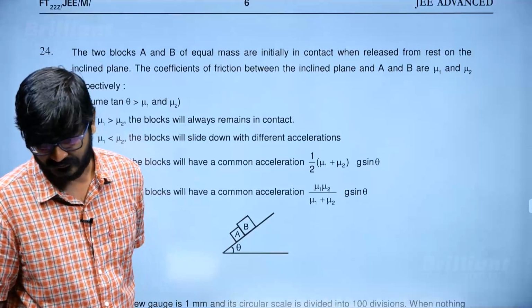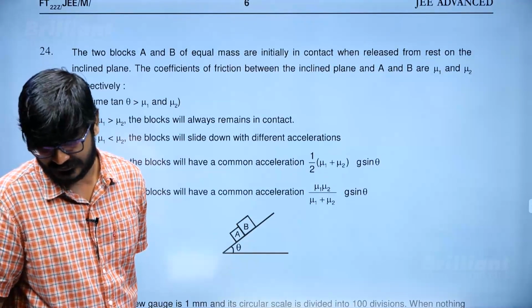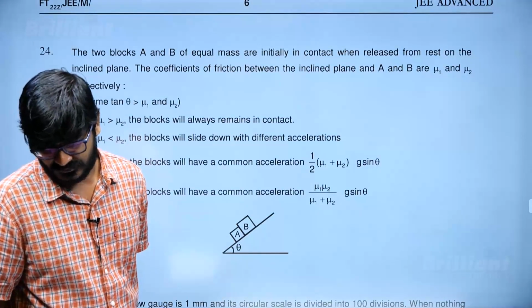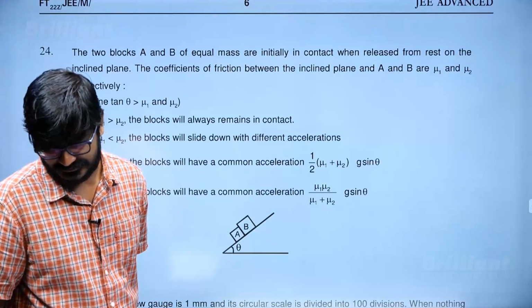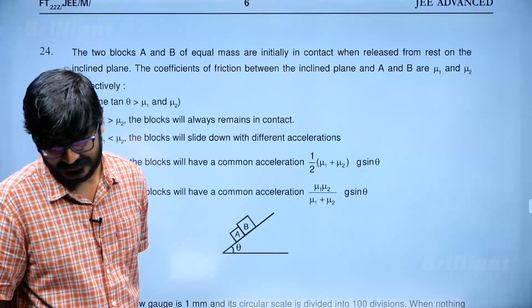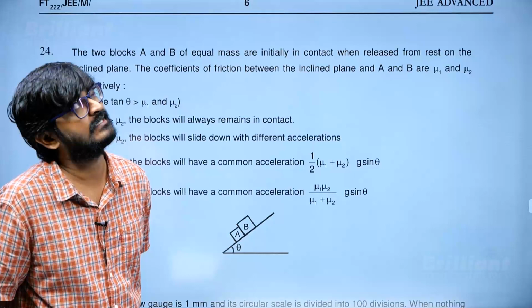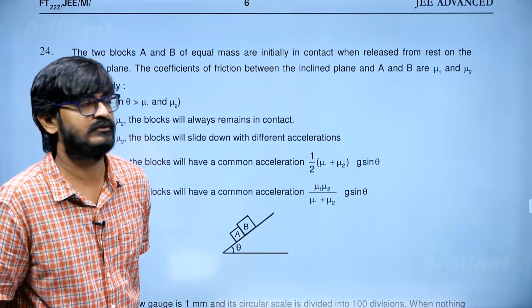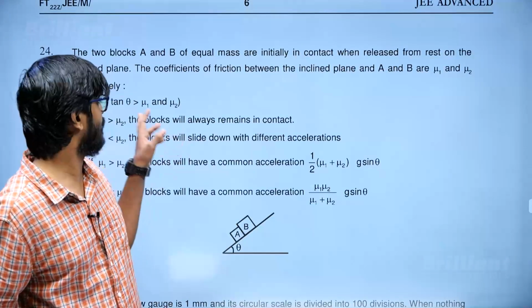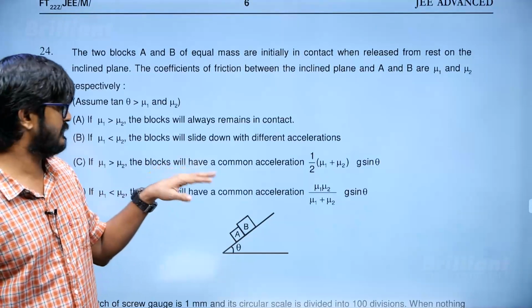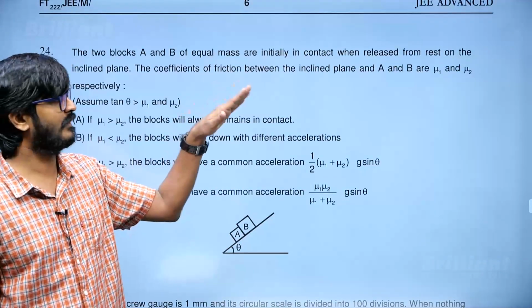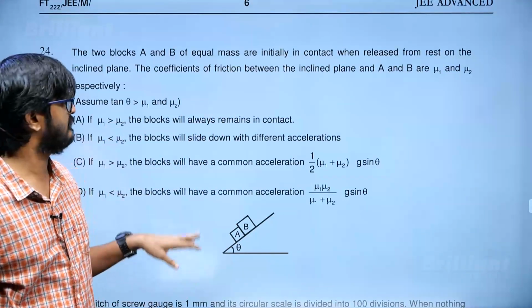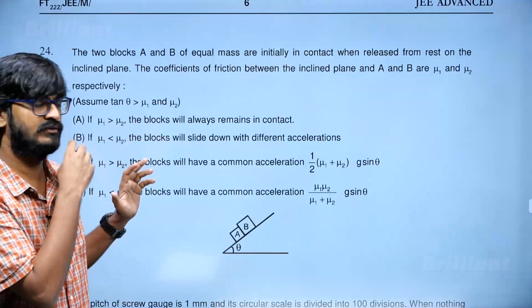Two blocks A and B of equal mass, initially in contact, are released from rest. The coefficient of friction between them is given. Tan theta is greater than mu1 and tan theta is greater than mu2, that is, sin theta is greater than mu cos theta, so they are sliding. So if only one block is placed, then it will slide. mg sin theta is sufficient to slide it.